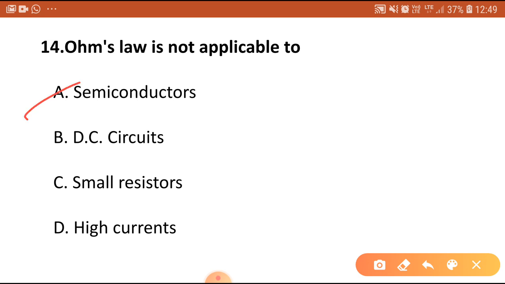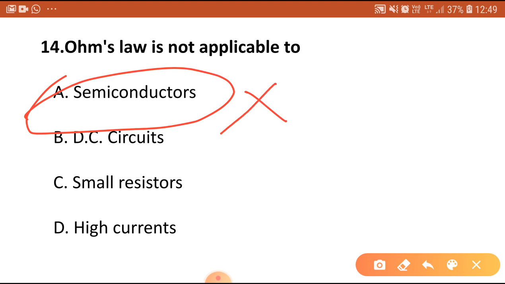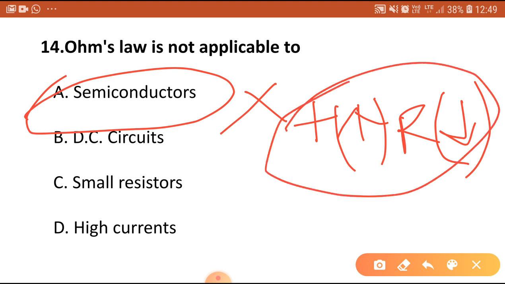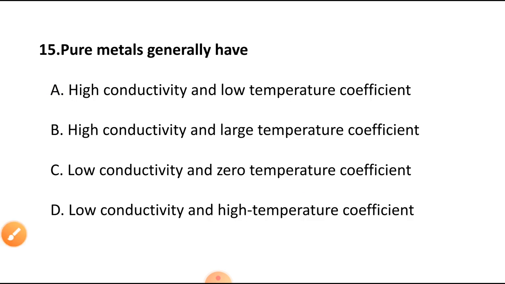Semiconductor. For semiconductor, Ohm's law is not applicable. Only for metals, Ohm's law is applicable. For temperature rise, I already said, the property of a semiconductor is that resistance decreases. So Ohm's law is not applicable for semiconductors. Okay. Next, question number 15.